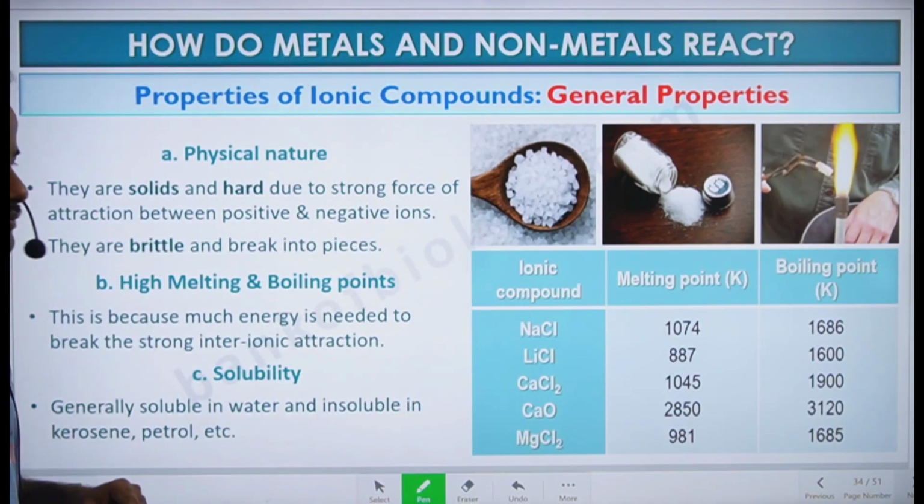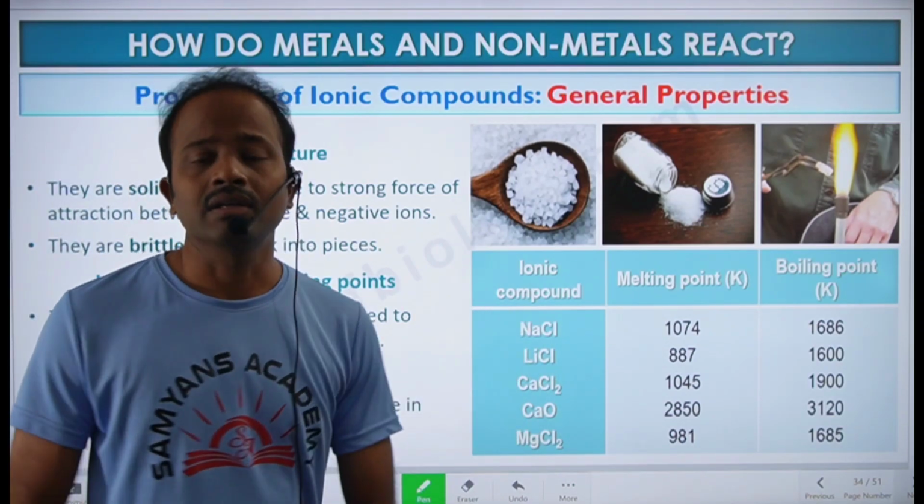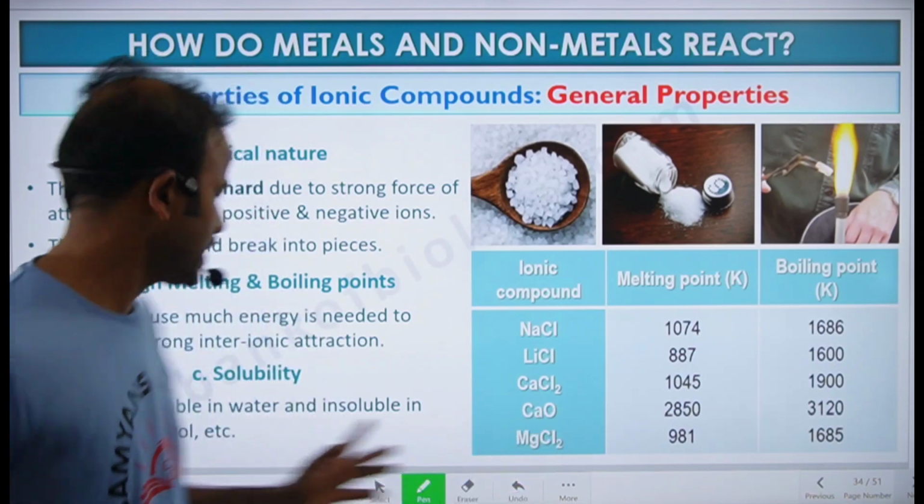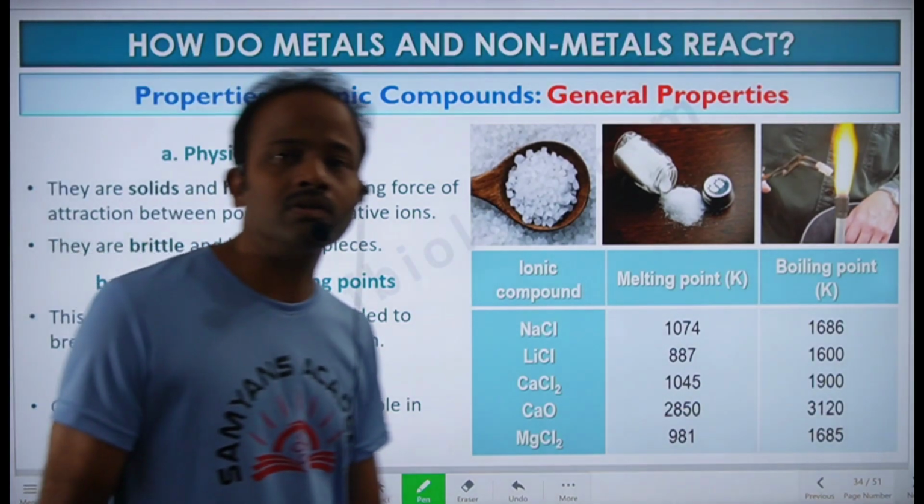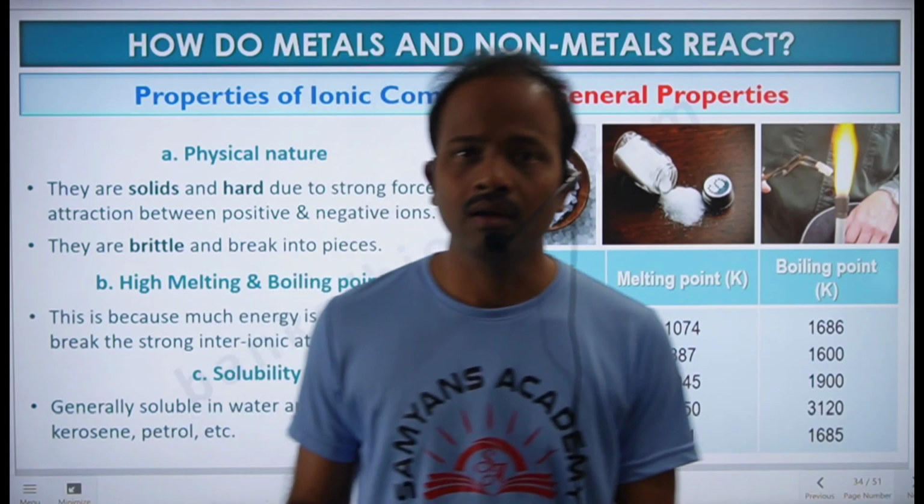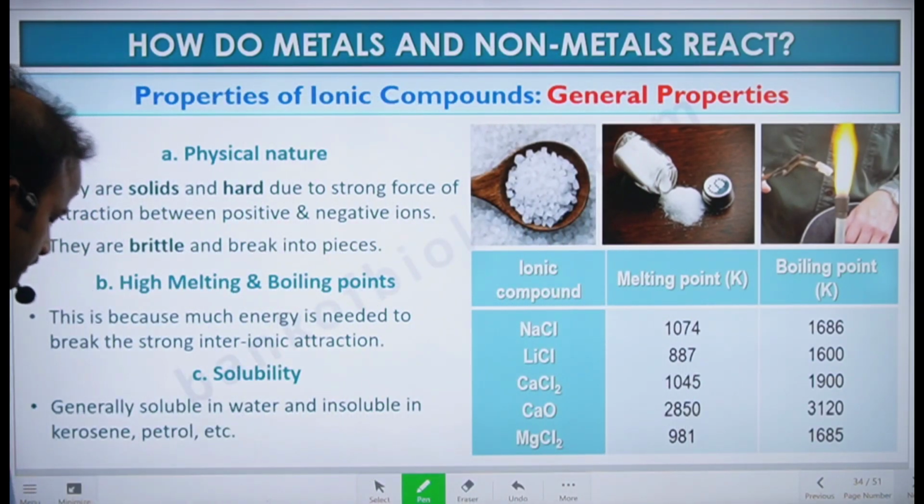Next is solubility. All ionic compounds, the ionic salts, dissolve in water, right? All are soluble in water except some, and they are insoluble in kerosene and petrol. Ionic compounds are soluble in water, but they are insoluble in kerosene and oil.